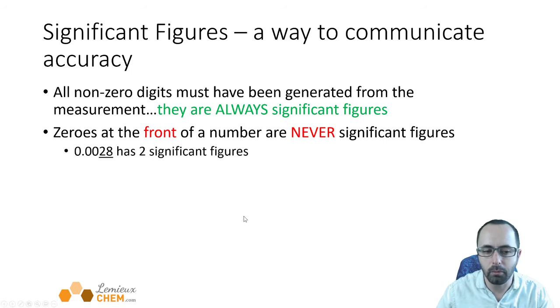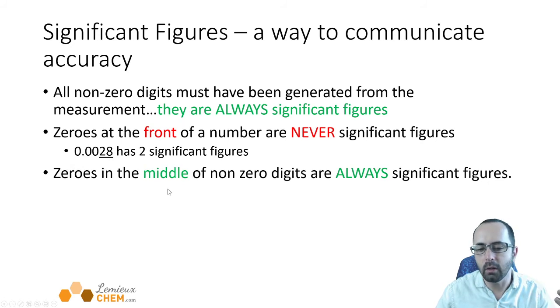So for example, here we have 0.0028. This has two significant figures, the 2 and the 8. These are front zeros. They're only there to make the number small. They're not a part of the measurement. So front zeros like this are never counted as significant figures. So our measurement here is said to have two significant figures, the 2 and the 8.